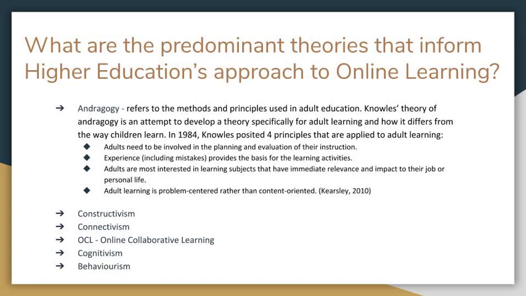Knowles' theory of andragogy is an attempt to develop a theory specifically for adult learning and how it differs from the way children learn. In 1984, Knowles posted 4 principles that are applied to adult learning. Adults need to be involved in the planning and evaluation of their instruction. Experience, including mistakes, provides the basis for the learning activities. Adults are most interested in learning subjects that have immediate relevance and impact their job or personal life. Adult learning is problem-centered rather than content-oriented.